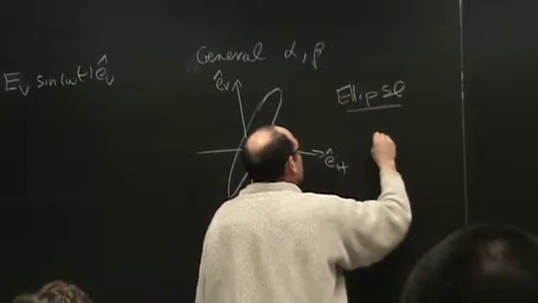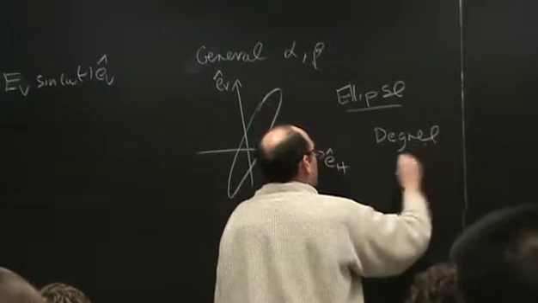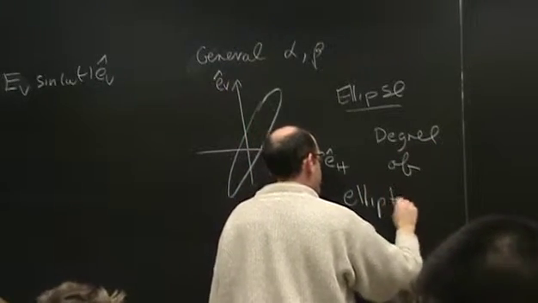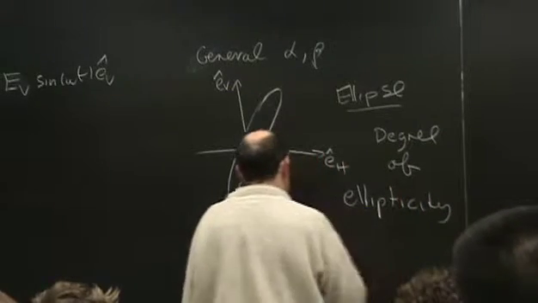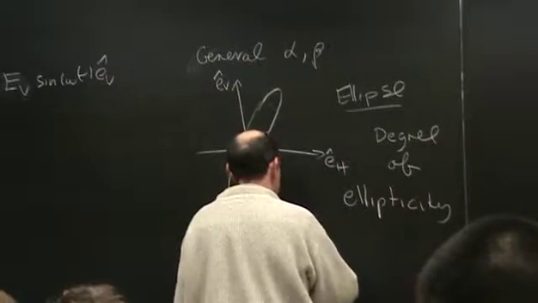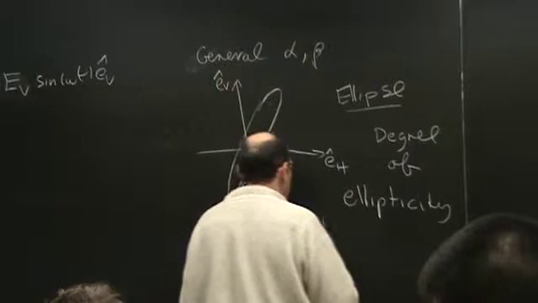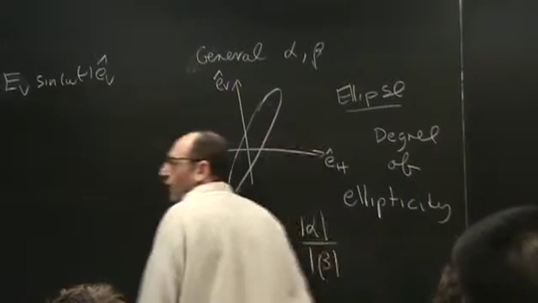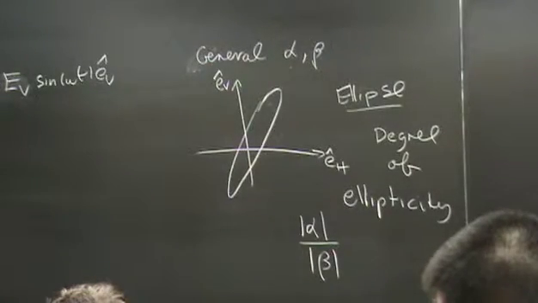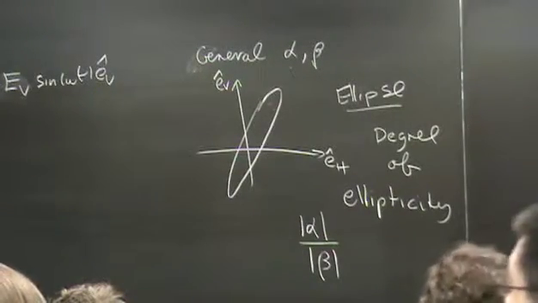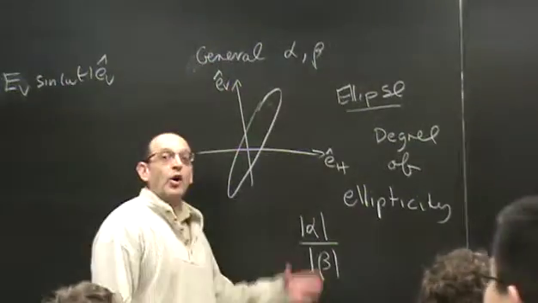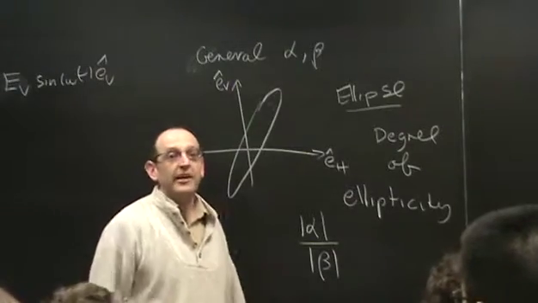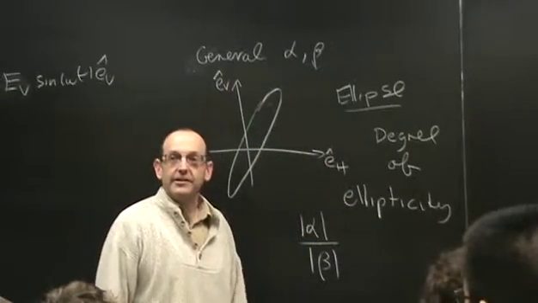And the degree of ellipticity depends on the magnitude of alpha over the magnitude of beta. If this is 1, then it's pure circular. If it's 0 or infinity, then it's linear, and anything in between is an ellipse of a finite ellipticity.